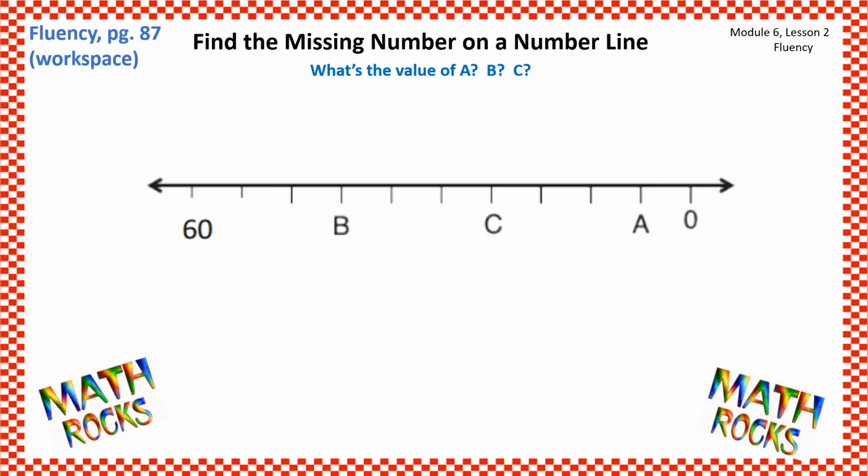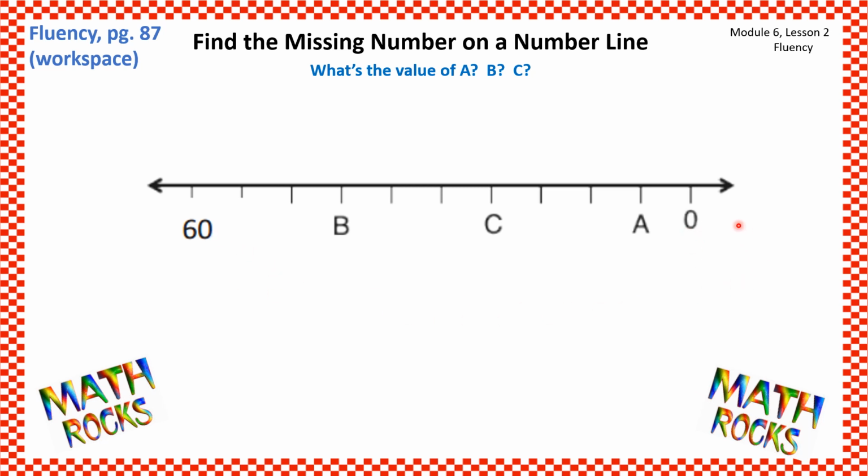There is workspace in your packet. On that page, I would like you to figure out what the missing number is on the number line that is on the screen right now. On this number line, you'll notice that the first digit, your origin, 0, is on the right of the number line. Typically, we're used to seeing this on the left, but the orientation has changed here, so I'd like you to be aware of that. So your number line starts at 0, and it ends at 60.